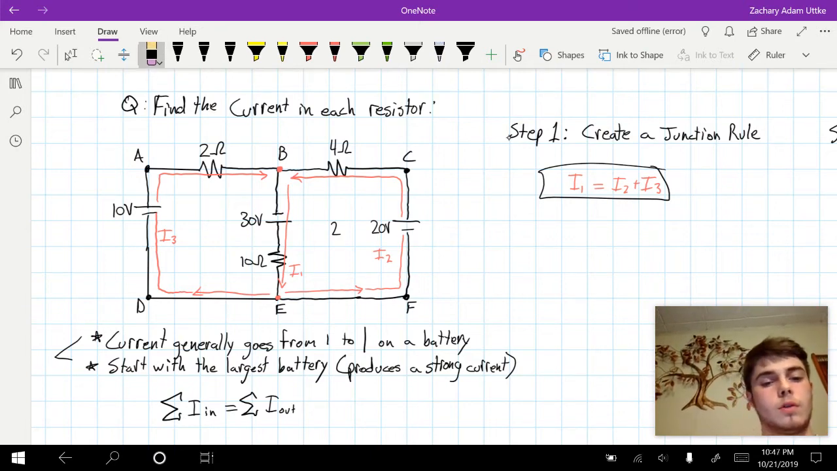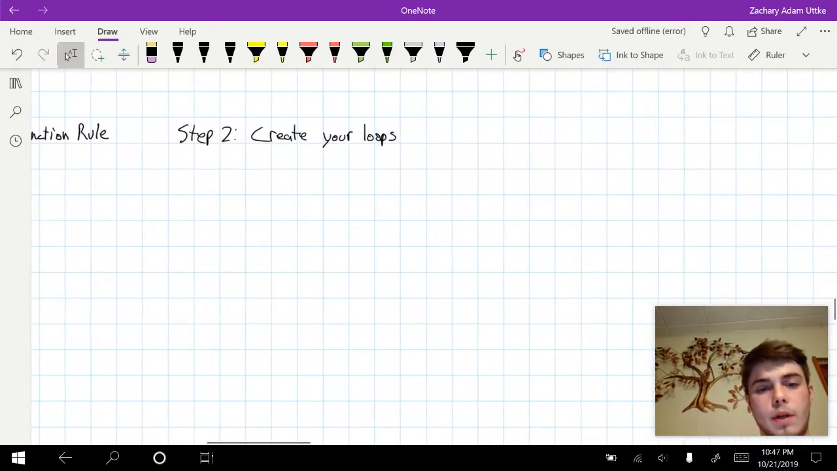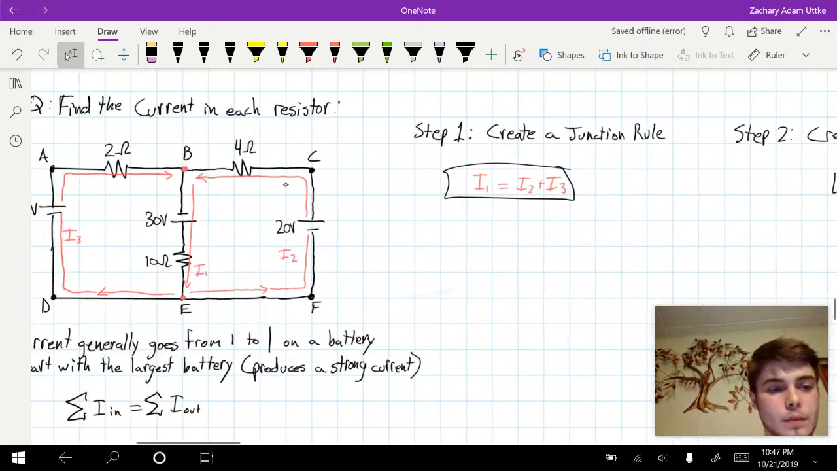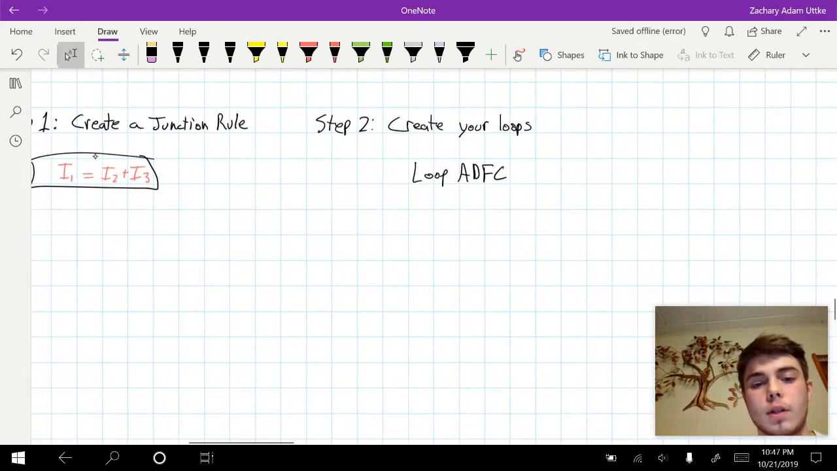Or you could use the total circuit. So you could go from A, B, C, F, E, D back to A as a loop. So the loop that I used actually was loop A, D, F, C. So I actually used the whole loop, the whole circuit. So starting at the top left, going down, all the way to the right, back up, and all the way back to the left. So let's start with this loop.